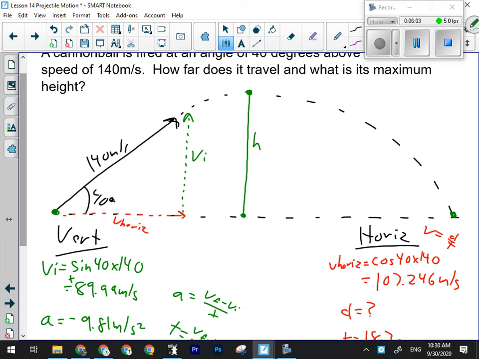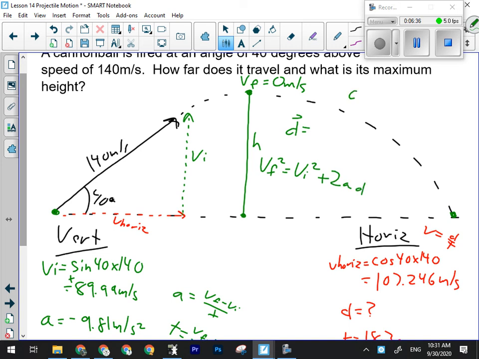At a projectile's maximum height, VF is 0 meters per second. VI is still 89.99. A is still 9.81. That doesn't change. But what does change is that VF becomes 0, or time is 1/2 of the 18.3 that we calculated. So at this point I want to find the vertical displacement, which is the maximum height. So that'll be VF squared equals VI squared plus 2AD.